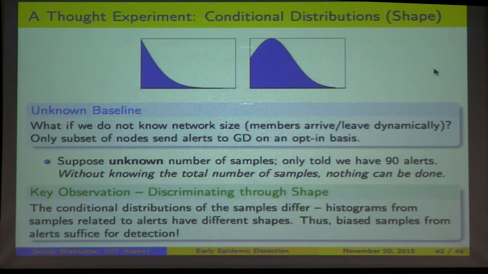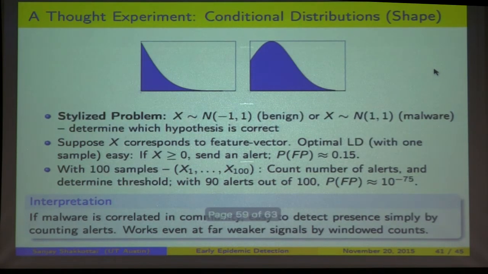There are n nodes, unknown. Okay, this is the problem. Not 100, but I don't know how many nodes. I give you 100 samples of alerts. Okay, let me go back. What is the test here at each node?